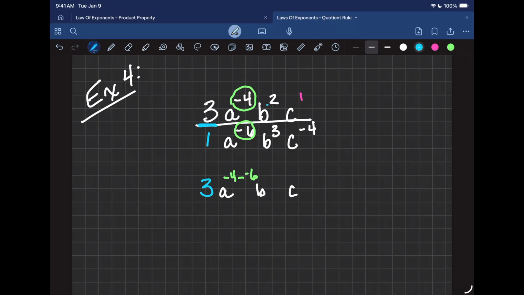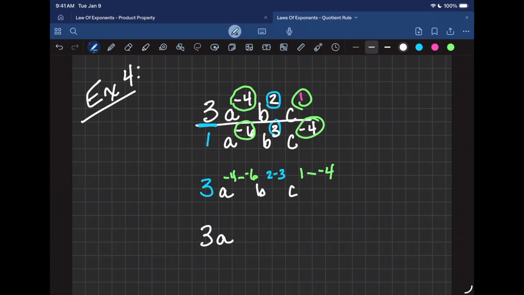Looking at our b's, we have 2 on the top, 3 in the denominator, so I'm going to do 2 minus 3. And then my last one over here, we have 1 in the numerator, negative 4 in my denominator, so I'm doing 1 minus negative 4. Again, I have 2 negatives in the middle because it's top minus the bottom number, even if that bottom number is negative. Cleaning all of this up, we're going to have 3.